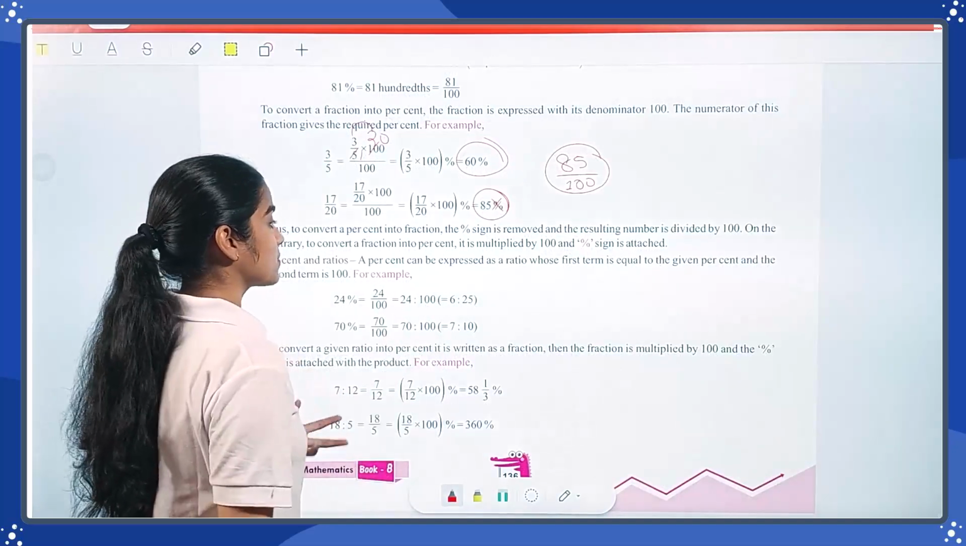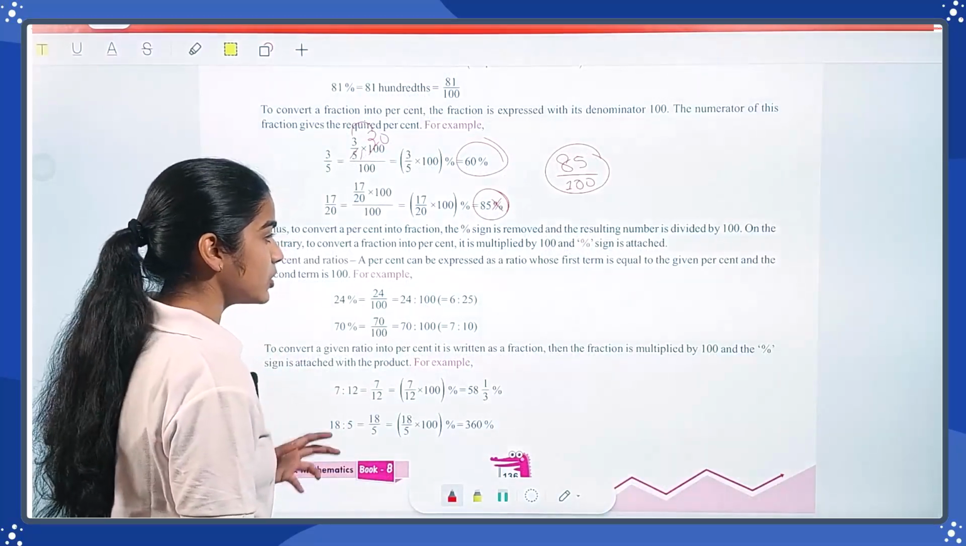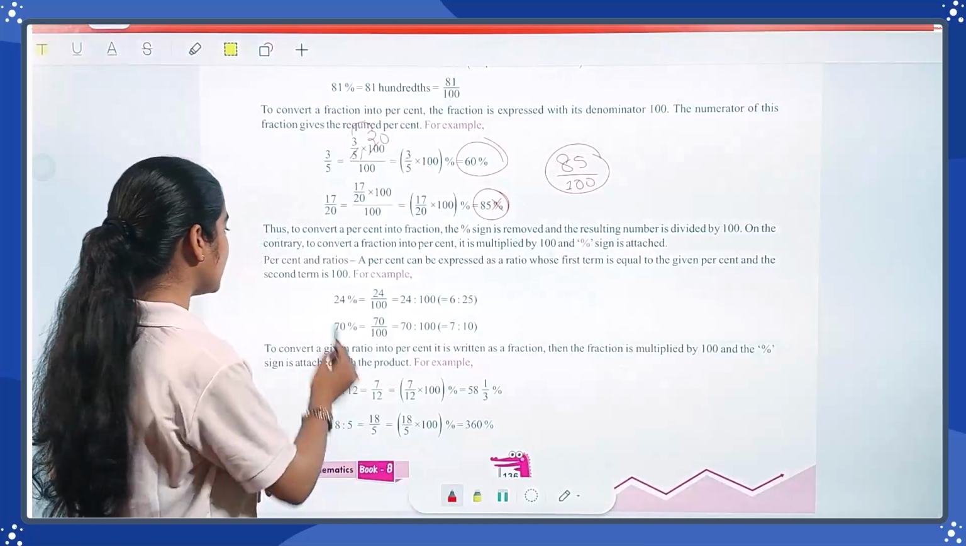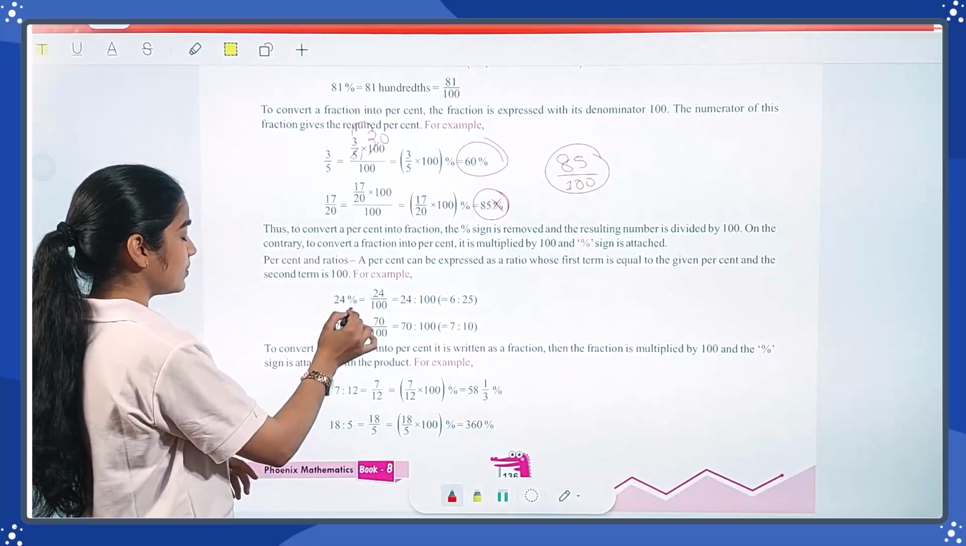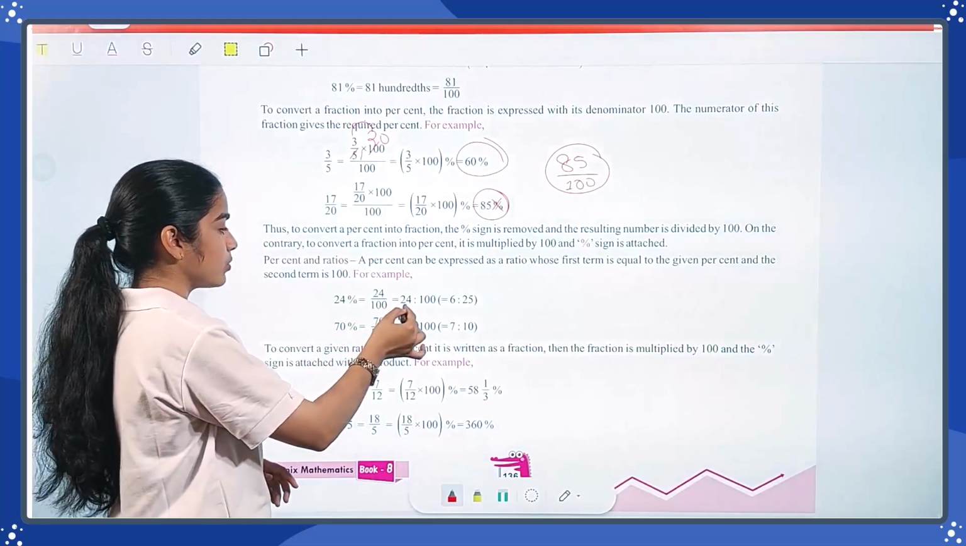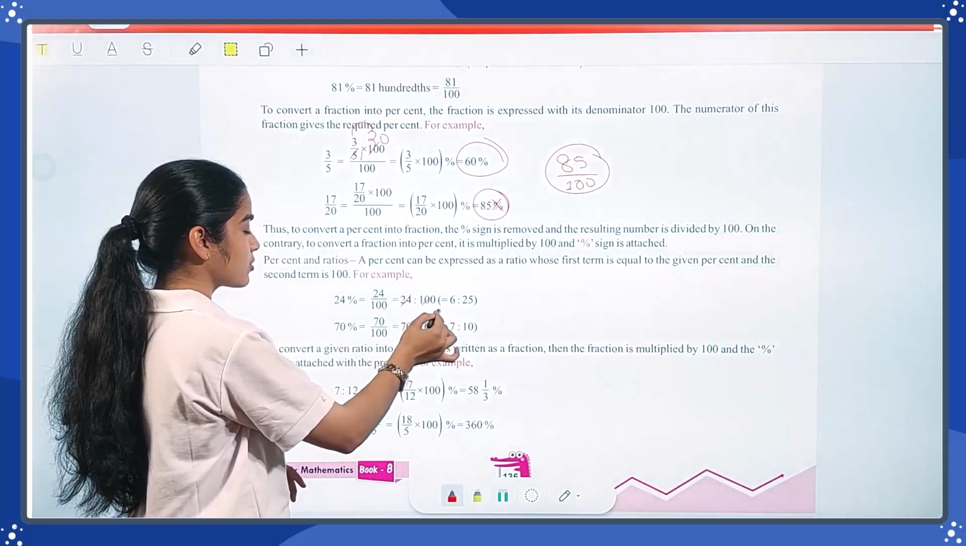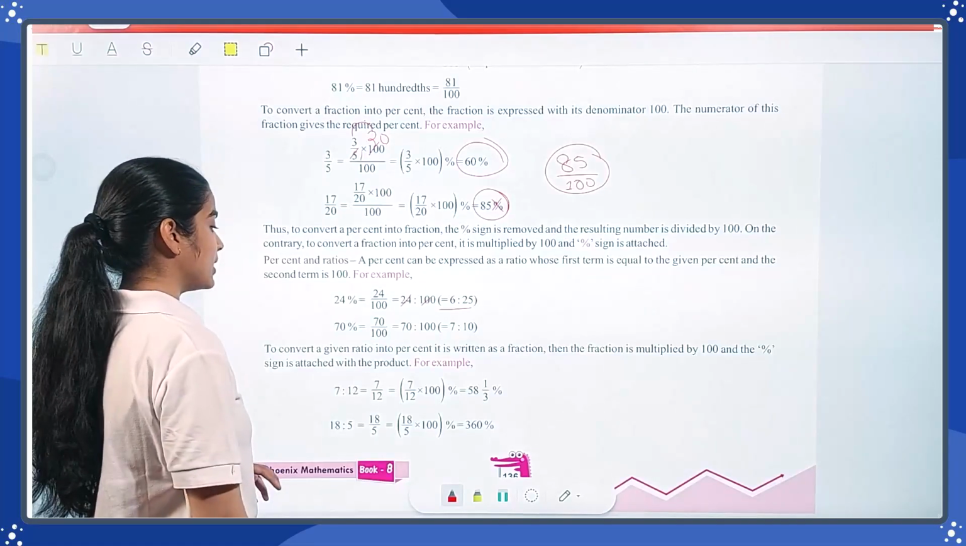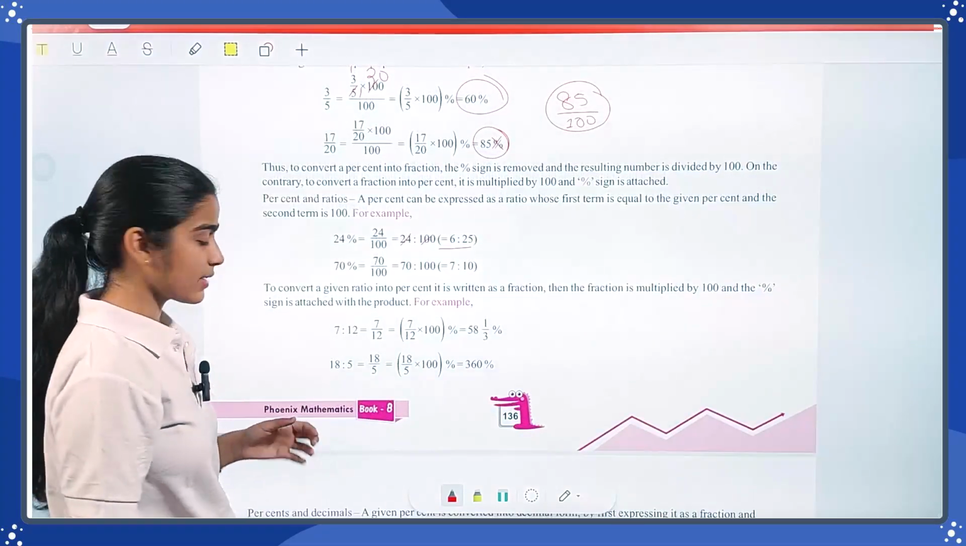Percent and ratios. A percent can be expressed as a ratio whose first term is equal to the given percent and the second term is 100. So 24% means 24 upon 100. Now you can convert it into a ratio and then further simplify it. So you will get 6:25. This is too easy, students, right?